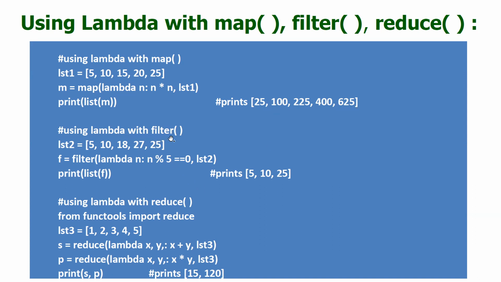Next, coming to lambda with filter. Now we are taking one more list, list2 equal to 5, 10, 18, 27, 25. Next we take one more variable f equal to filter lambda n colon n modulus 5 equal to 0. So the numbers which are divisible by 5 are being filtered. The input for this function is list2. It will create a filter object, so simply by using list, we can print. So print list of f. Now what is the output? 5, 10, 25. So this is the use of filter with a lambda function.